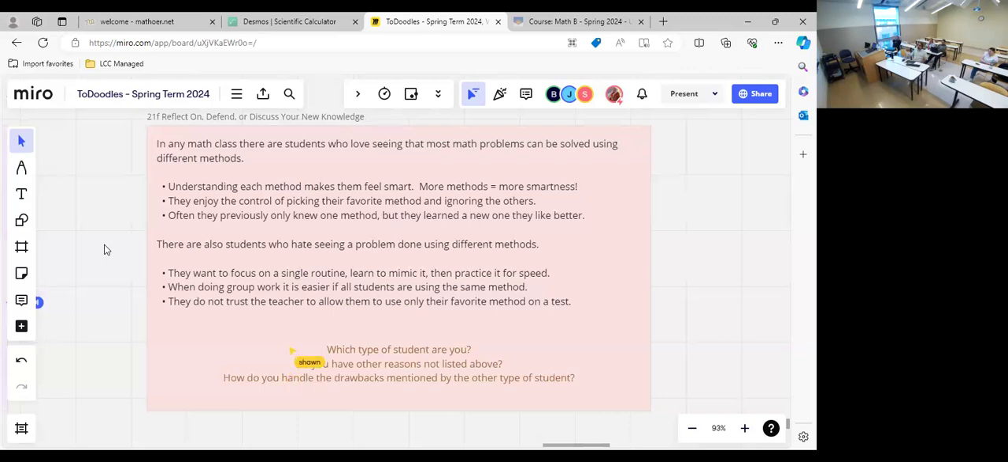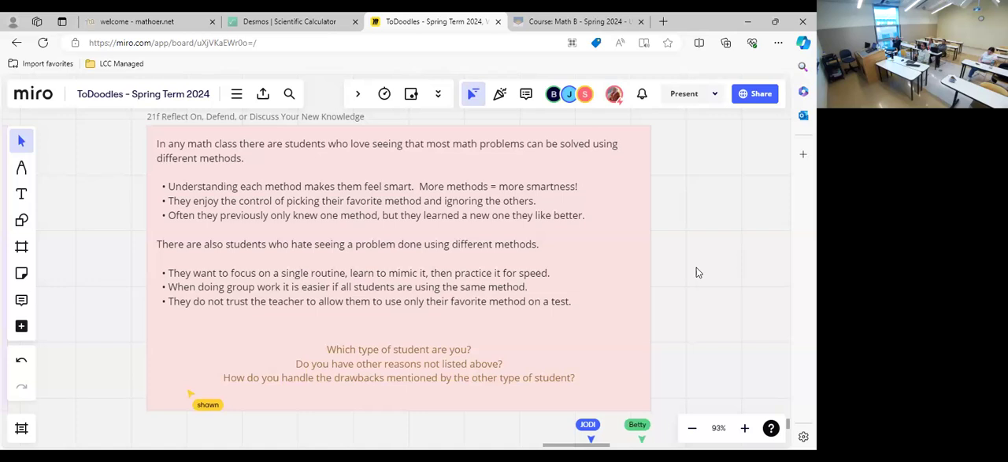Okay, so here's this thing. In any math class, there's students that love seeing that most math problems can be solved using different methods. Why would you like seeing lots of different methods? One, if you can understand three methods, you feel three times as smart. Ta-da! Or I like picking things. That makes me feel good as a control freak. If you show me three methods and I have to pick one of them, then ta-da, I get my favorite. I know there's not some better secret method out there that no one's shown me. You've shown me all the methods and I get to pick one.